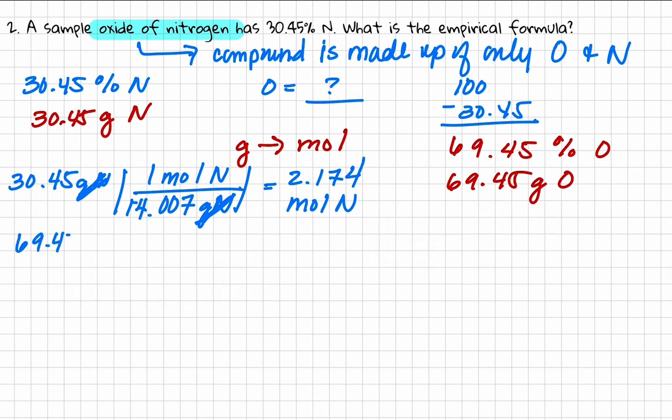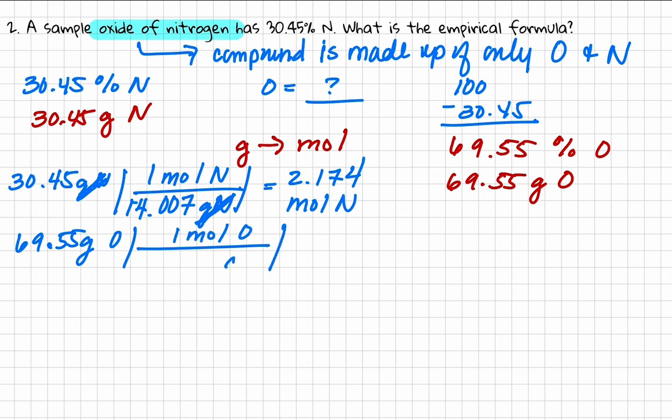And then 69.55, that's got to be 55. I apologize. Let me change that. Because over here, it's 55. Oxygen. 1 mole of oxygen, 16 grams of oxygen. The math comes out to 4.347.